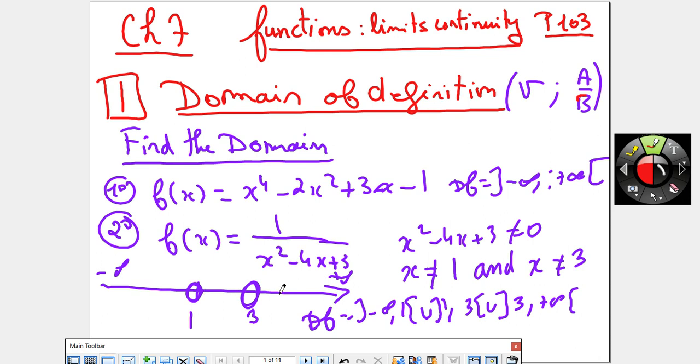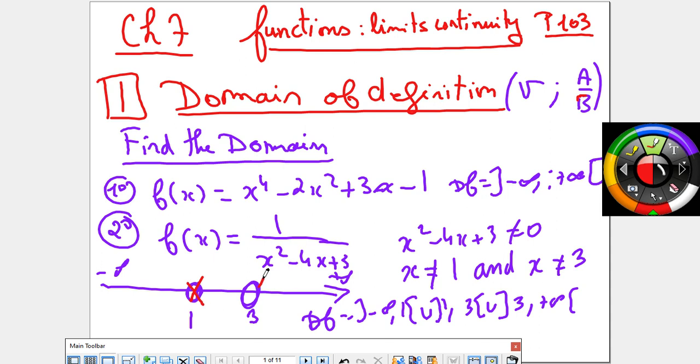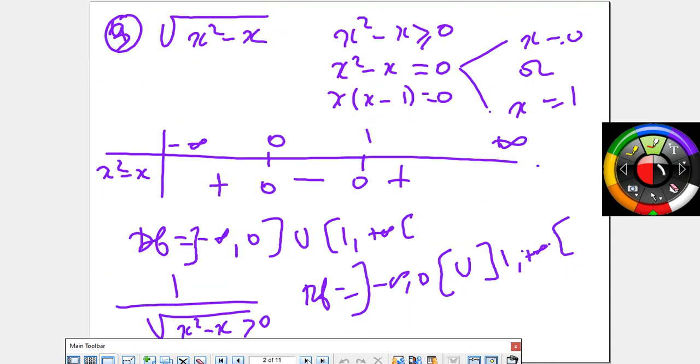And how are you going to write it as domain of definition? This is my number line, okay? The not accepted values are 1 and 3. So how am I going to write the domain? I'll start from left to right. So it's minus infinity, 1, union 1, 3, union 3, plus infinity, okay? It means if you replace your x by 1, in the denominator you have 1 over 0, it's undefined. You know that, I'm sure you know.